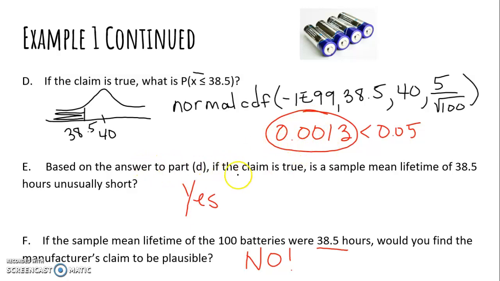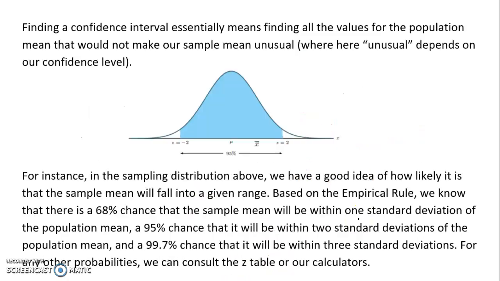So based on our answers, if the claim is true that the mean is 40, then it's definitely unusual because it's less than 0.05. And so it says if the sample mean lifetime of 100 batteries were 38.5 hours, would you find the manufacturer's claim to be plausible? No, because if it's really 40, this is the probability of that happening, of it being 38.5 or less. It is less than a 1% chance, so it's really not plausible at all.